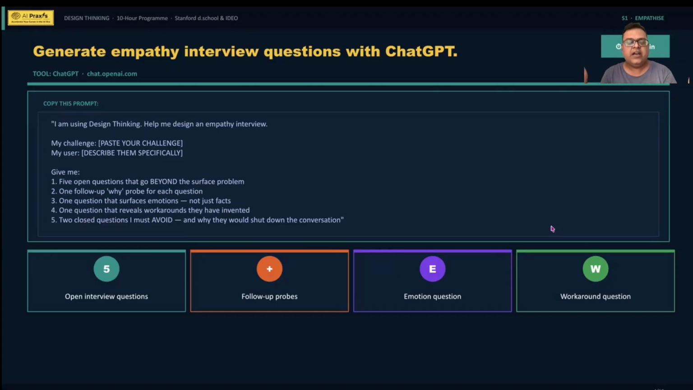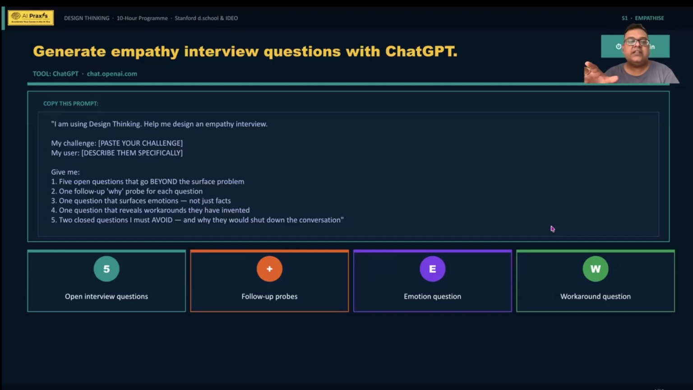One follow-up why for every question. Good interviews don't stop after the first answer. We already understood that. They go deeper. Ask the AI to suggest a follow-up why question for every question. For example, if the user says, I avoid asking questions in class, the follow-up might be, why do you avoid asking questions? Sometimes that one follow-up question reveals the real problem.